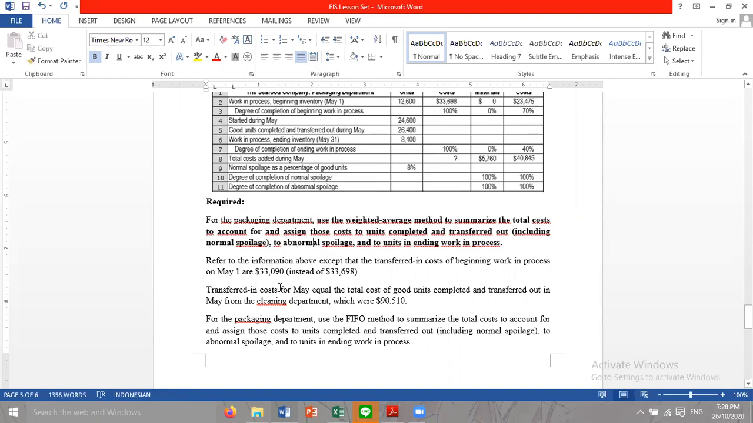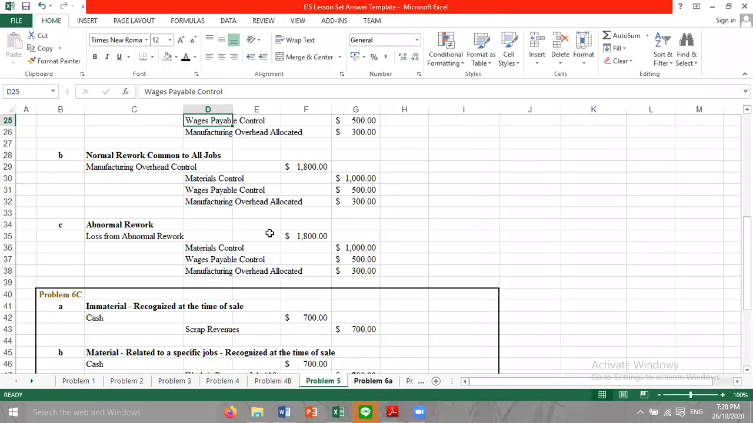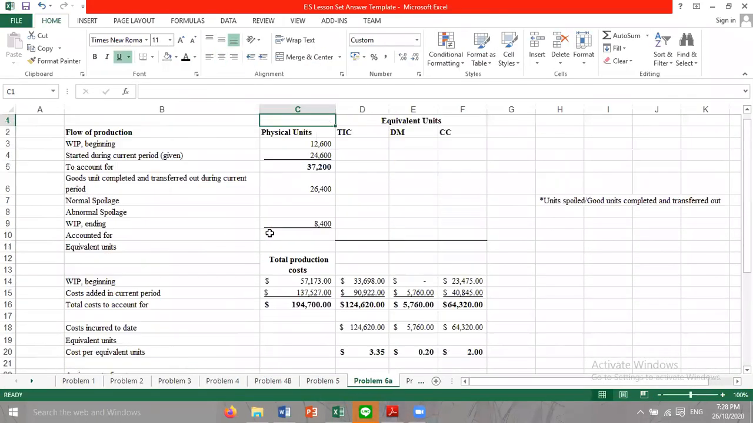And here we have the FIFO method. Okay, so it's practically similar to problem 4, except this time we have spoilage and abnormal spoilage. Okay, so let's do this one by one. All right, so once again, following our usual method, we need to know WIP beginning, units started during the current period, and we need to know the total units to account for.